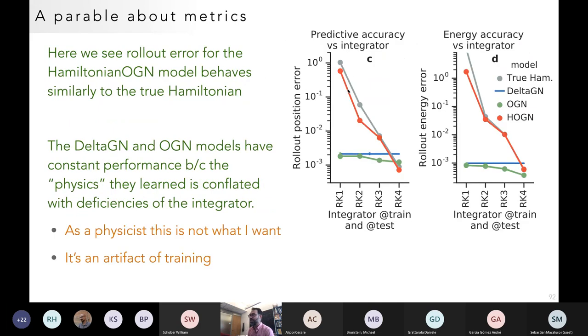And here's another one where we switch out what kind of integrator we use. These are different orders of Runge-Kutta: 1, 2, 3, 4. And what you see here is that, again, in green and blue, the delta graph network is actually doing better than even the true Hamiltonian. But again, this is some kind of weird learning of residuals, and so this isn't going to generalize well. And you see that the Hamiltonian approach has the same qualitative features as the true Hamiltonian does.